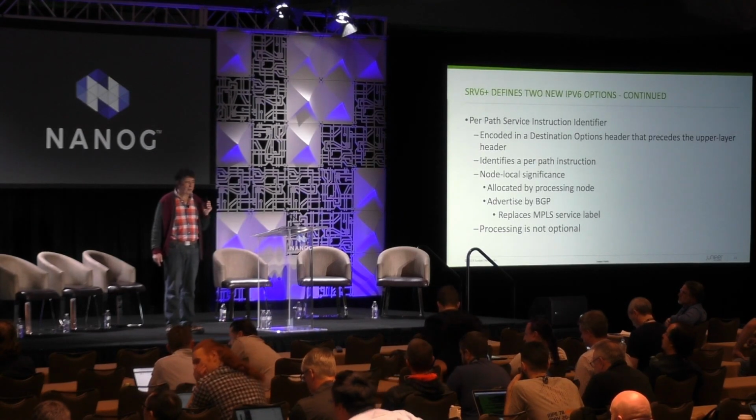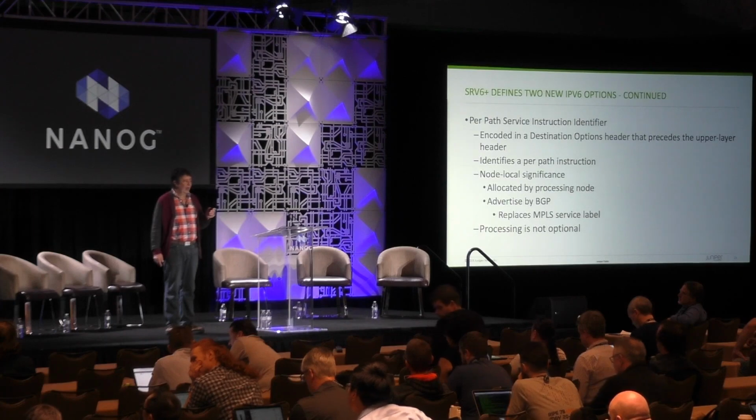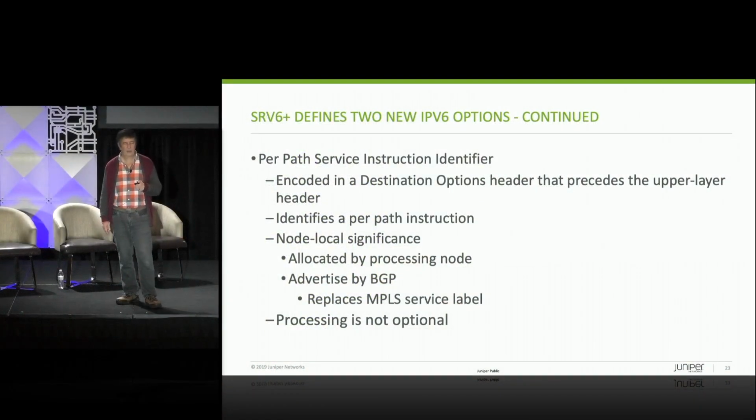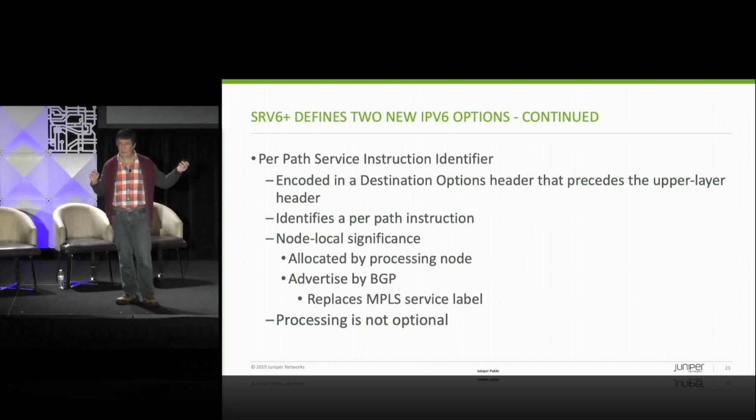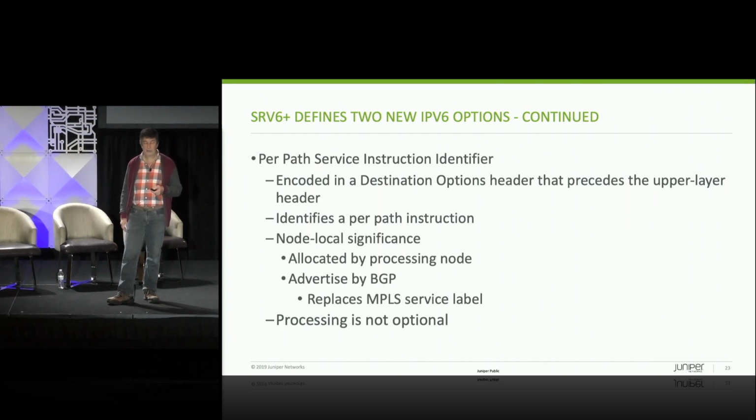SRv6 Plus defines another option called the per path service instruction identifier. This is encoded in the destination options header that precedes the upper layer header. It's processed by the path egress node. So that's the distinction between the two. The first one is processed at every segment endpoint. This one is processed only at the path egress. It identifies a per path instruction. It has node local significance.